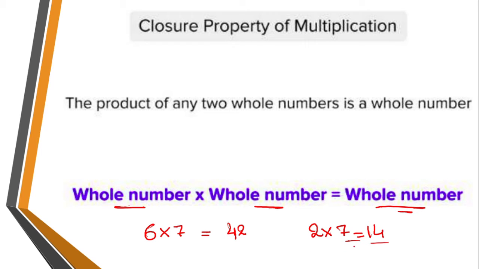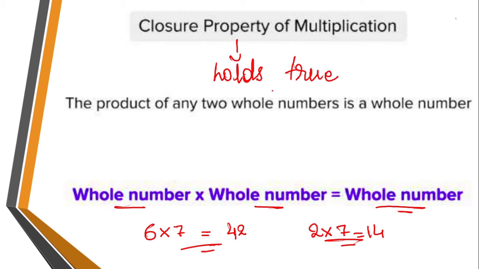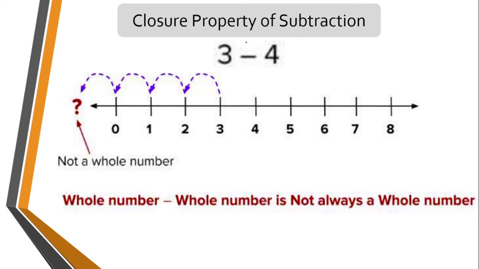So you can see in these two cases, it is working, right? So if you take any problem in multiplication and solve it, the answer will be a whole number. So we can say that closure property holds true for multiplication. Now let's see closure property of subtraction.